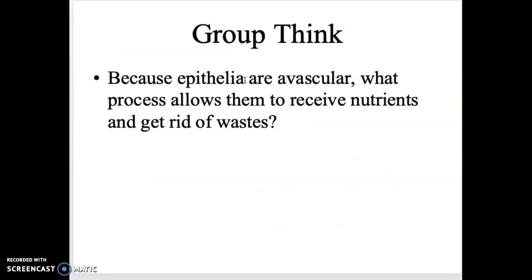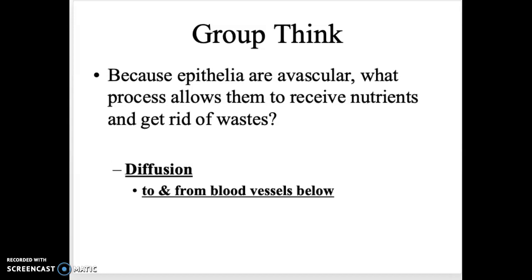Because epithelia, or epithelial tissue, is avascular, what process allows them to get rid of waste and receive nutrients? So this is called diffusion. The blood vessels are within the connective tissue below the epithelium, and from there nutrients can exit the blood vessels and diffuse up to the epithelial cells. Epithelial cells send their waste down into the blood vessels and send it back into the body.